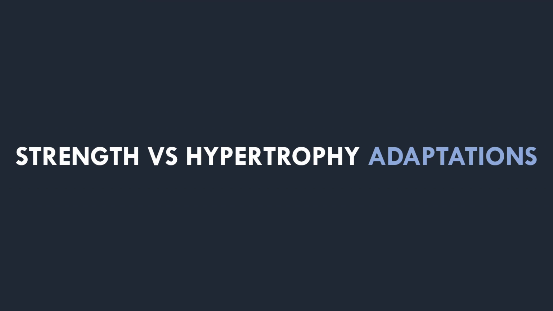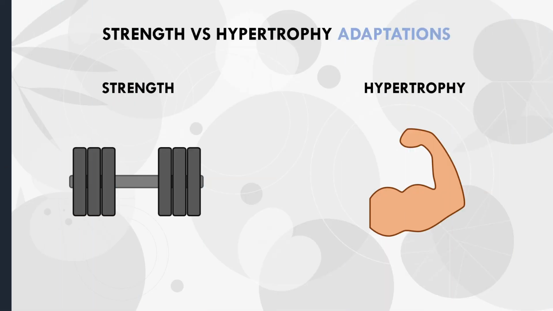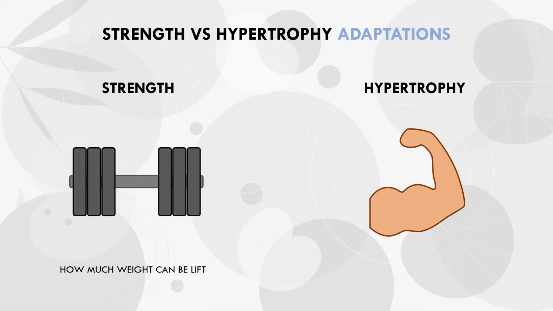First, let's quickly define what both strength and hypertrophy are. Strength is simply how much weight we can lift. This could be either for a single repetition, in other words a 1 rep max, and also relevant for this video is repetition strength, which refers to the amount of load we can lift for a given number of repetitions. For example, the maximum amount of load we can lift for 10 reps would be called a 10 rep max.